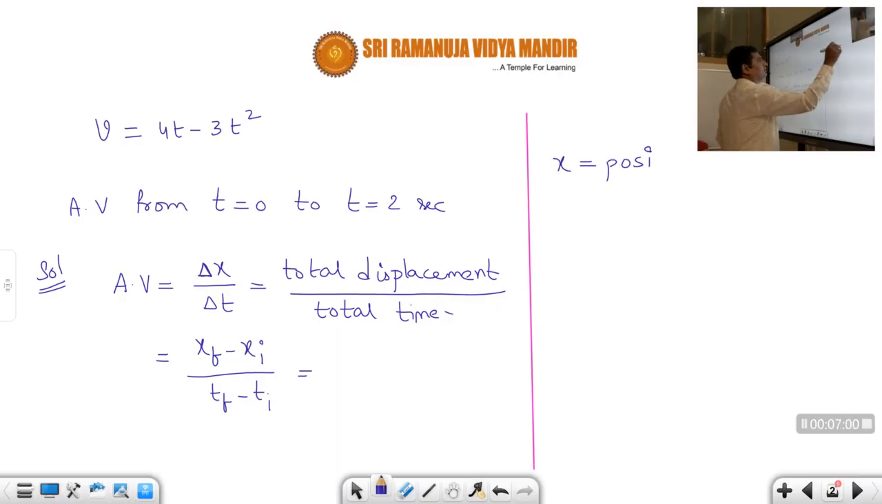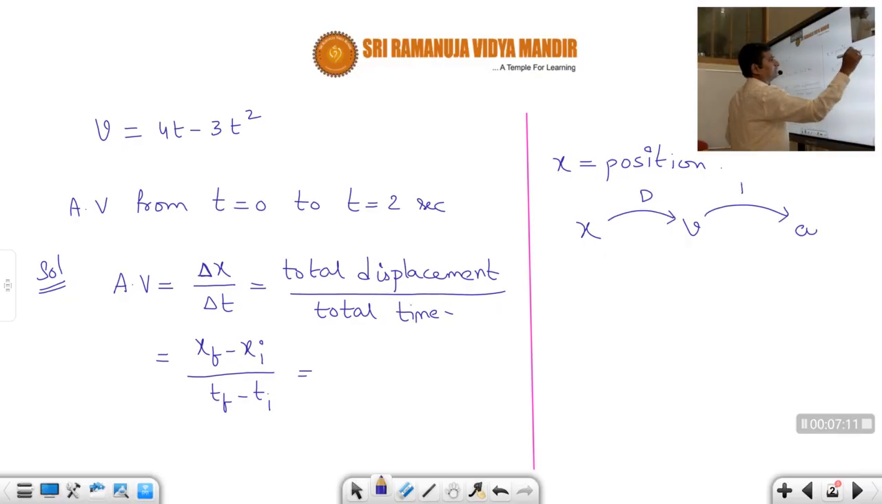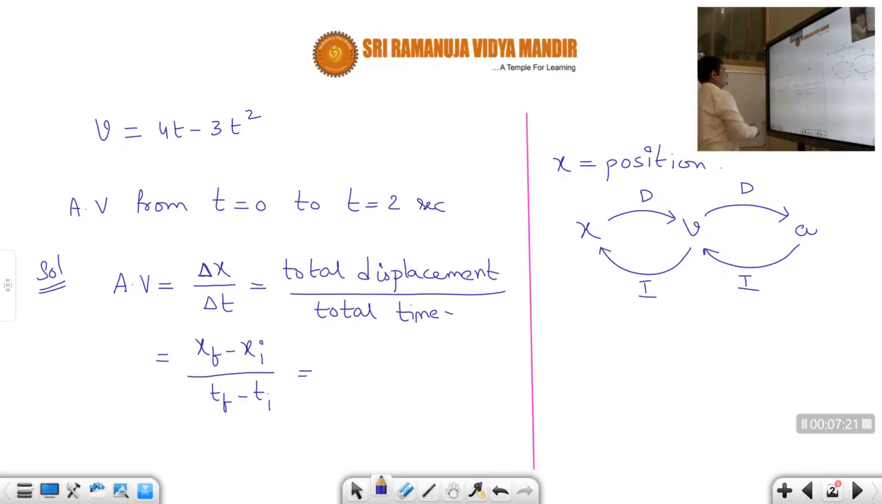So now velocity is given. How to get the position, students? As I told you, from x, if you want velocity, then you should go for differentiation. And from velocity, if you want acceleration, you should go for differentiation. And from acceleration, if you want velocity, you should go for integration. Similarly, from velocity, if you want position, you should go for integration. So here we want x, so therefore you should go by integration.